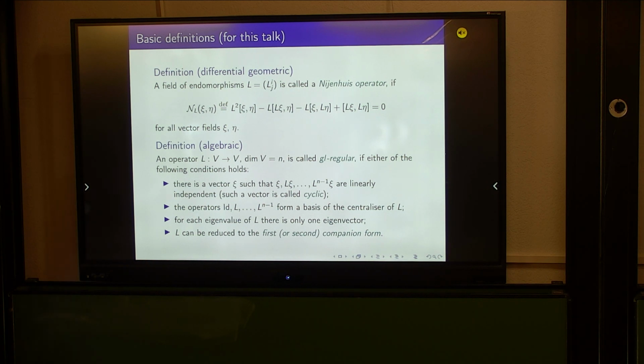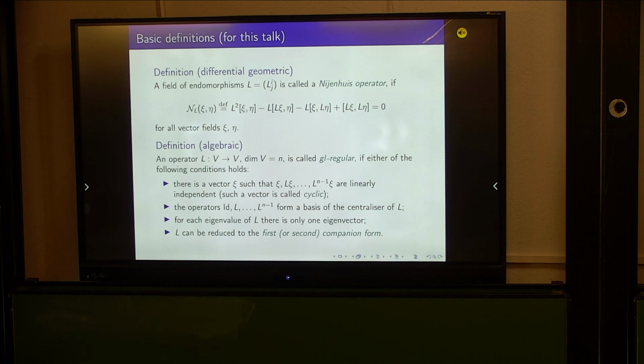Finally, it doesn't matter whether this L is semi-simple or contains a Jordan block. In any case, it can be reduced to a very nice canonical form, which is known as the first or second canonical companion form. I will remind you of the explicit form a little bit later.